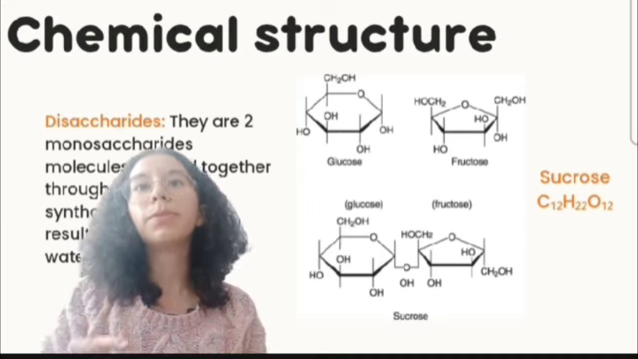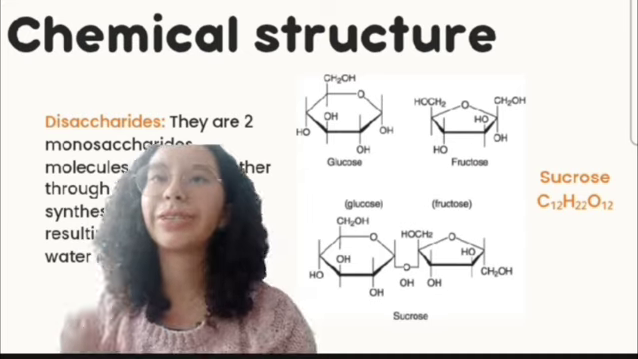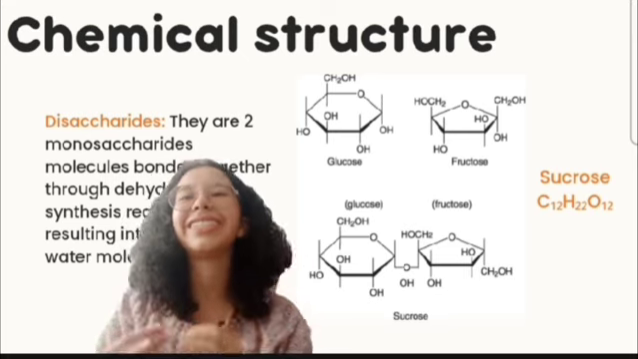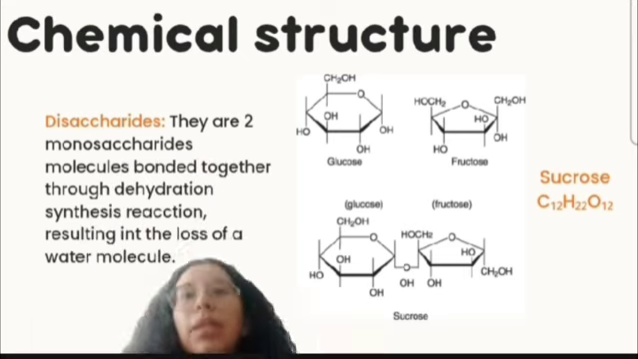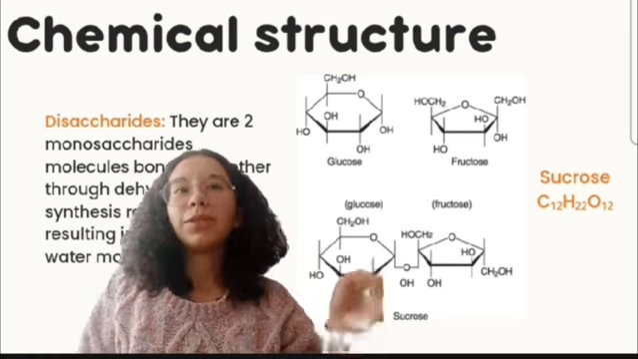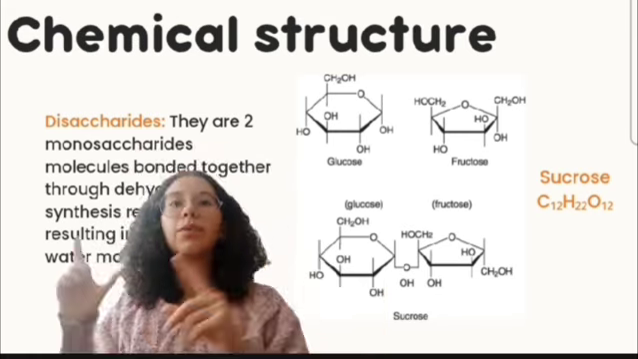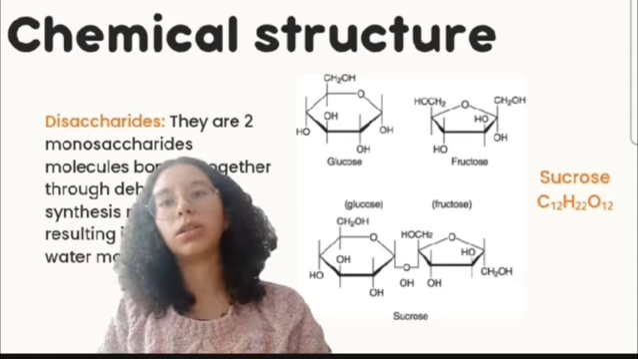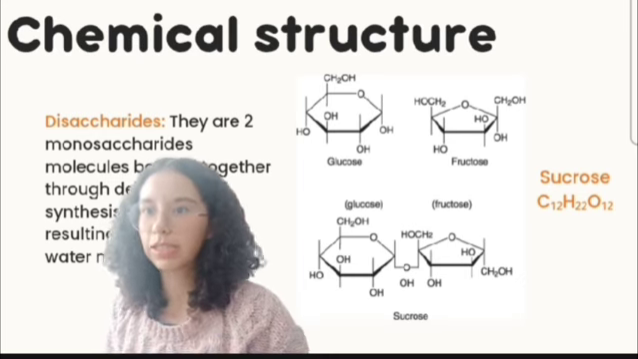These ones are formed when two monosaccharide molecules bond together through a dehydration synthesis reaction, resulting in the loss of a water molecule. For example, we have sucrose. It's basically when glucose and fructose bond together, losing one water molecule, as I explained.